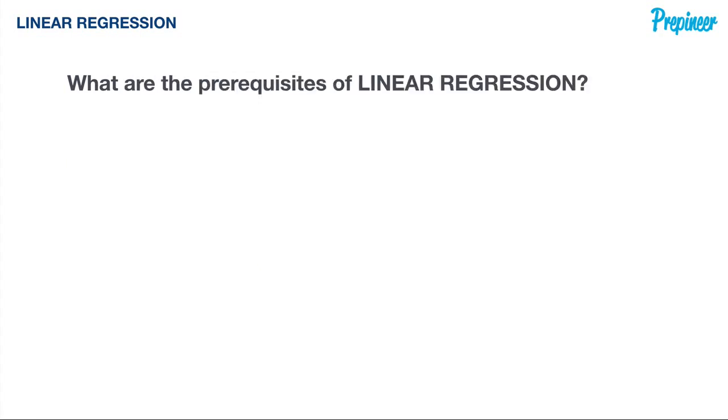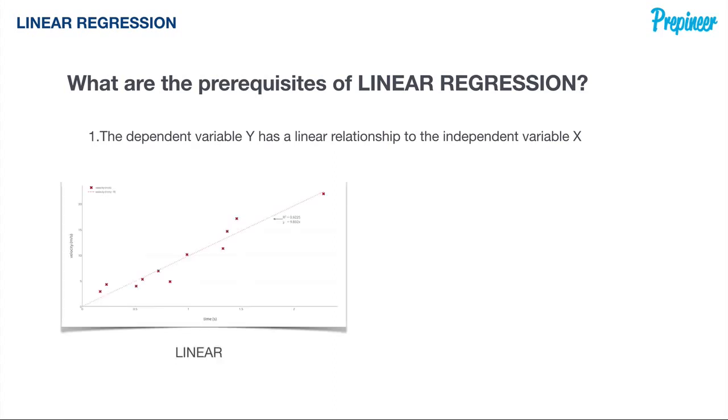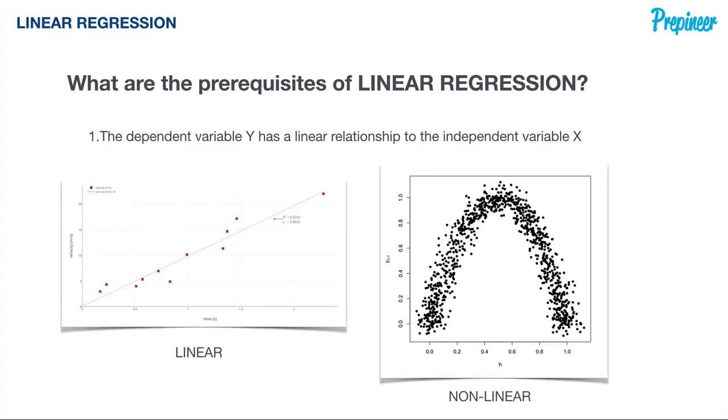So what are the prerequisites for linear regression? Simple linear regression is appropriate when the following conditions are satisfied. The dependent variable y has a linear relationship to the independent variable x. We can quickly determine if this is the case by viewing what the scatter plot of the data looks like. If it's linear, it will look something similar to this. If it's not linear, then you would see something more like what you're seeing right there on the right.